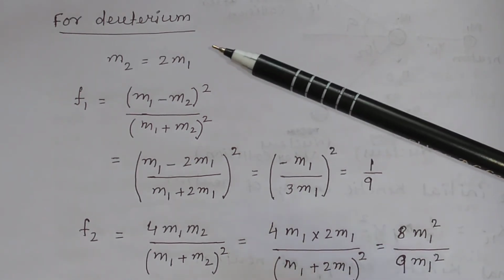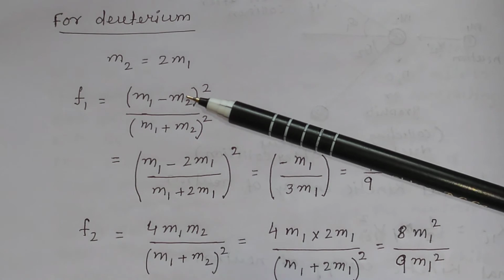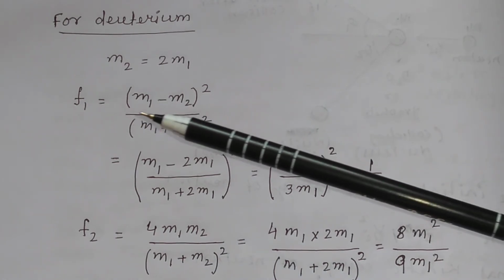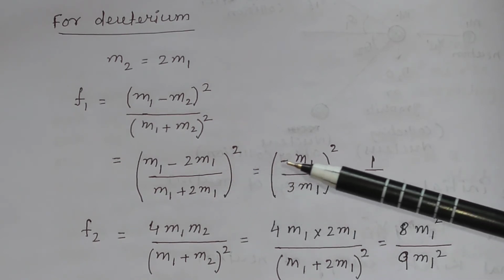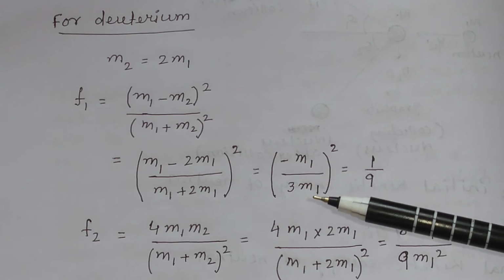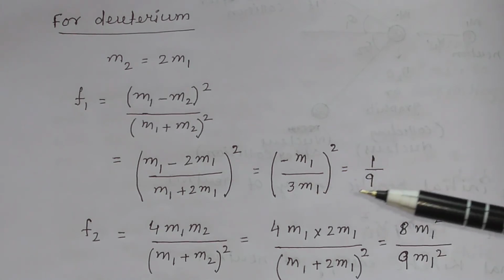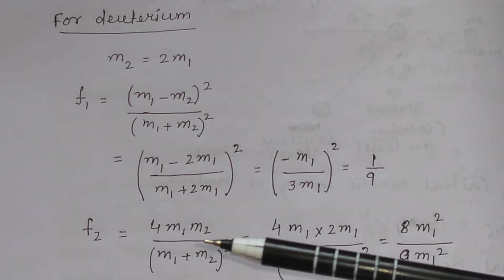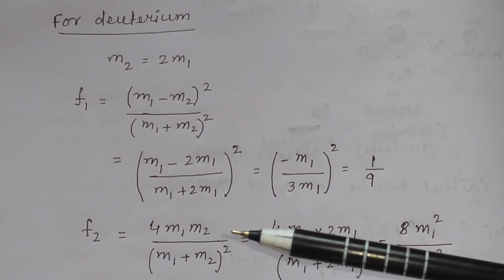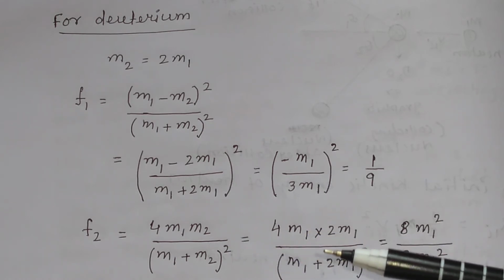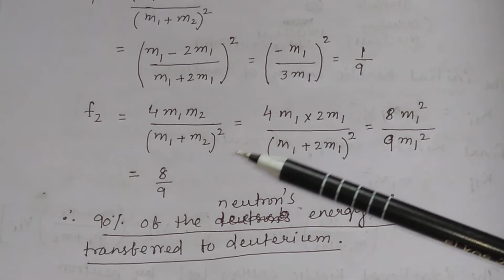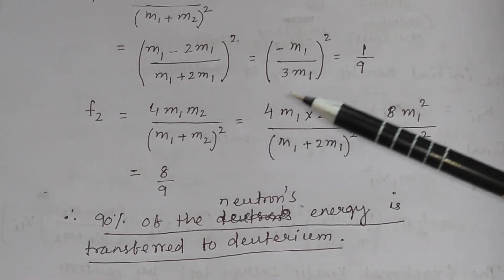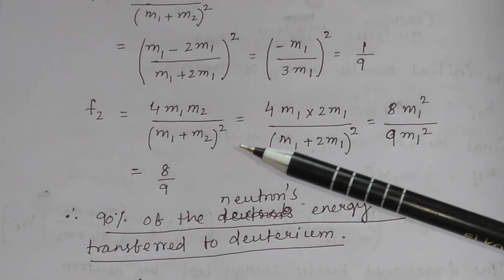And we know for deuterium m2 is equal to 2 m1. So if you substitute m2 equal to 2 m1, then f1 will be equal to (m1 minus 2 m1) divided by (m1 plus 2 m1) whole square, that is minus m1 divided by 3 m1 whole square, that is equal to 1 by 9. Similarly, f2 is equal to 4 m1 m2 divided by (m1 plus m2) whole square. If you substitute m2 equal to 2 m1, then f2 will be equal to 8 m1 square divided by 9 m1 square. So f2 will be equal to 8 by 9. So you see f1 is equal to 1 by 9 and f2 is equal to 8 by 9.